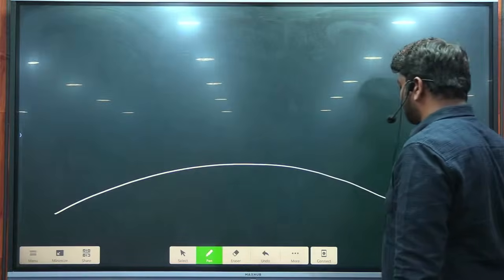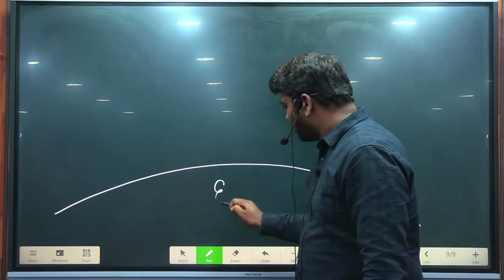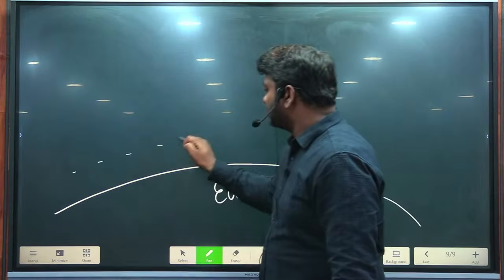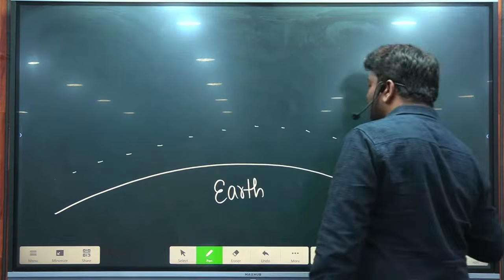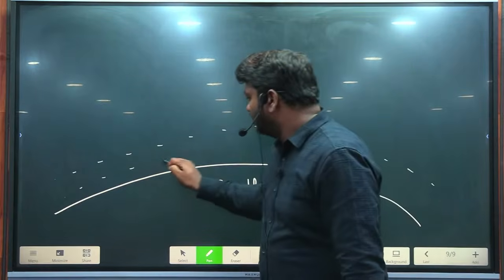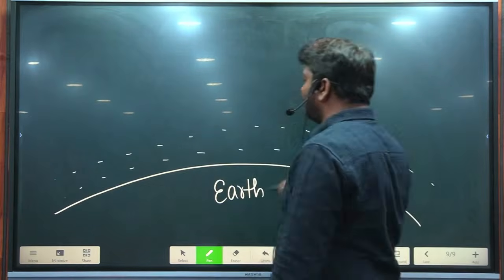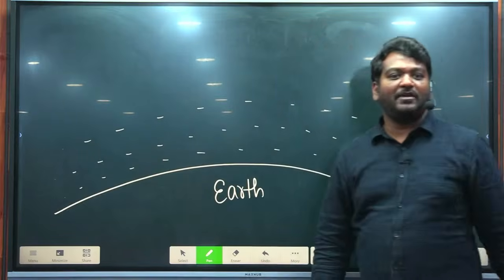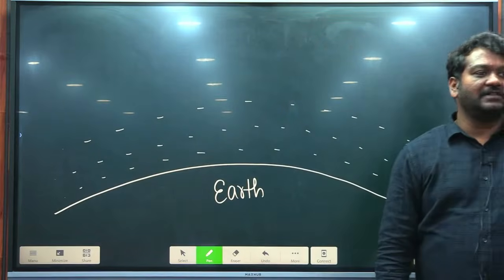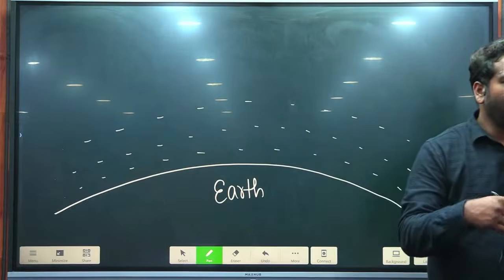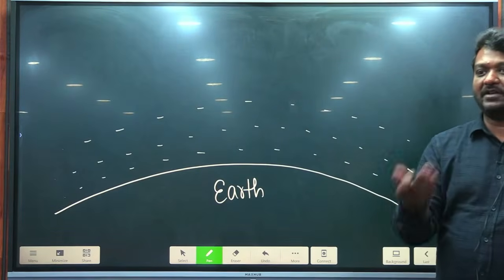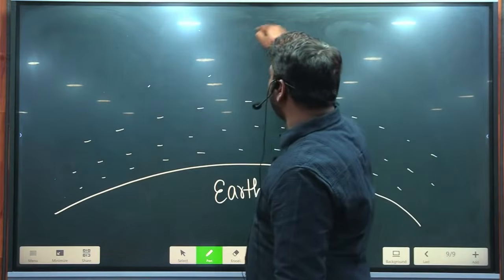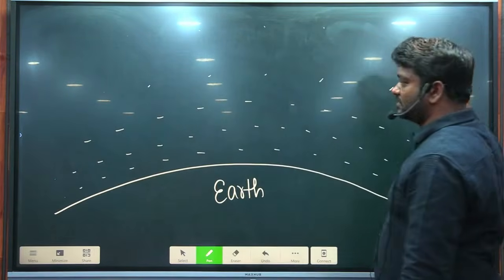We have Earth. Near the Earth's surface, because of gravity, we have more number of air particles. If there is more number of air particles, can I say density is more? If density is more, temperature is more, pressure is more. As I go above, number of air particles reduces.